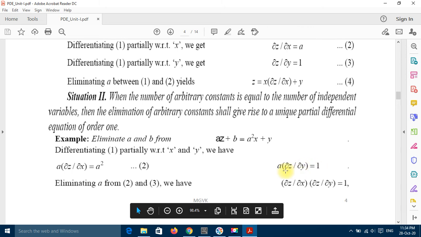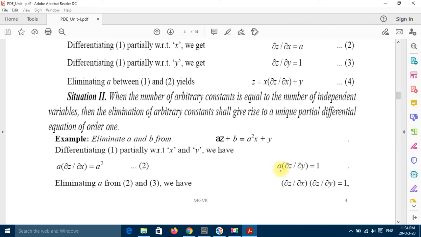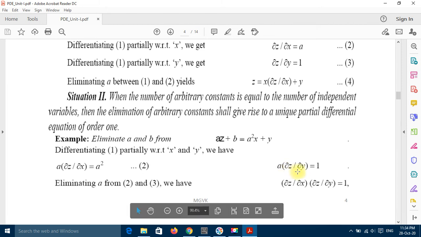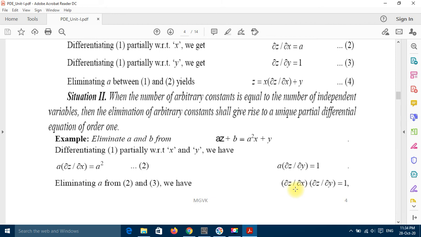Now here we get a ∂z/∂y = 1, and we get ∂z/∂x = a. Now substitute the value of a from equation number 2 into this equation. This equation will be equation number 3. So ∂z/∂x · ∂z/∂y = 1. This is the required partial differential equation corresponding to the given function.